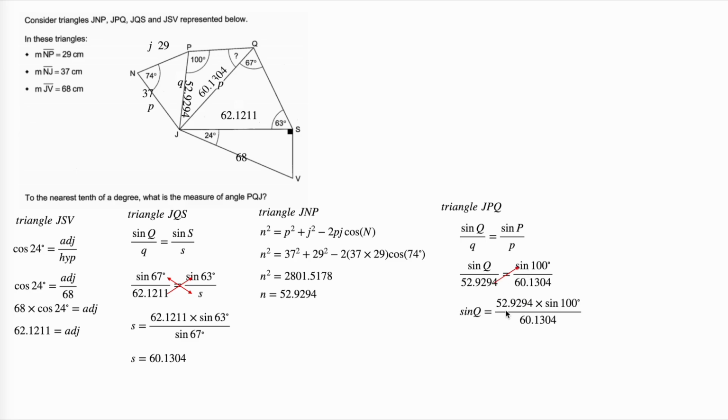I'm going to cross multiply the 52.9294. That gives me 52.9294 times the sine of 100 divided by 60.1304. Run that through the calculator, and you get sine of Q is equal to 0.8669. Take the inverse sine of both sides. So Q is the inverse sine of 0.8669, which is 60.1 degrees. And that is it for question number 2. Have a good day.